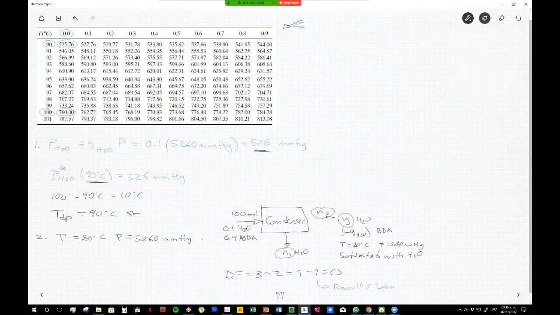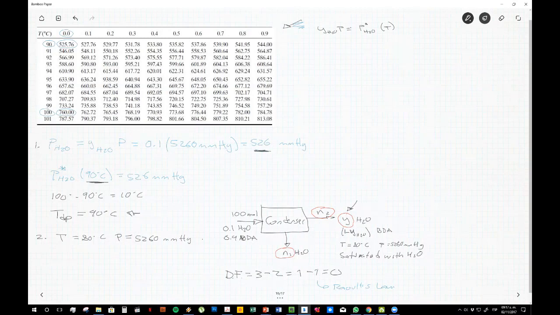We're going to use Raoult's law to obtain this molar fraction of water in the outlet, right? That's the one we can obtain through Raoult's law. So I'm going to do that up here. So y of water times the total pressure should be equal to the vapor pressure of water at the temperature, right? In this case, the temperature is 80 degrees.